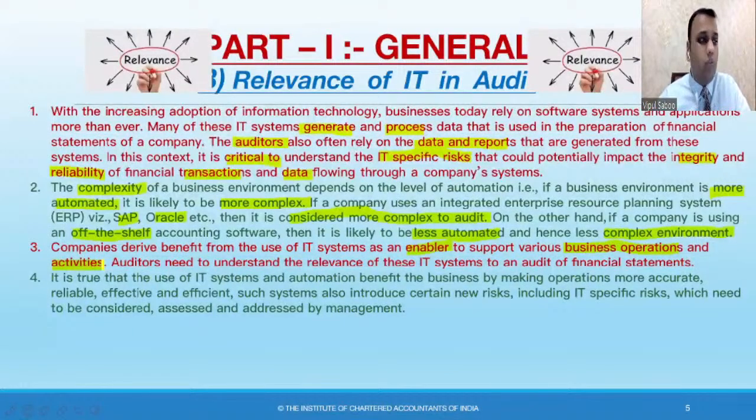So it is true that use of IT systems and automation benefit the business by making operations more accurate. This is a pros, right? Reliable, effective, efficient, right? But as they say, with great power comes great responsibility. In the same manner, with some benefits also come some limitations, which come in the form of risks and newer risks.